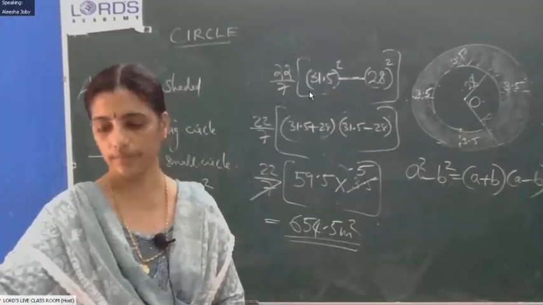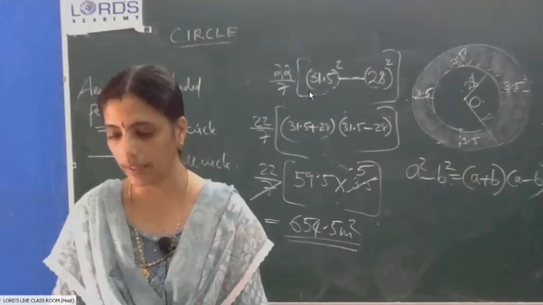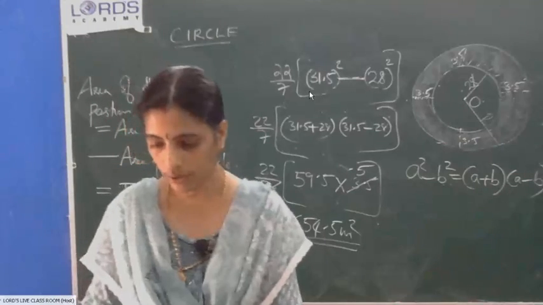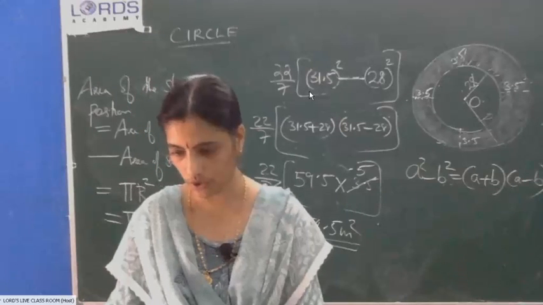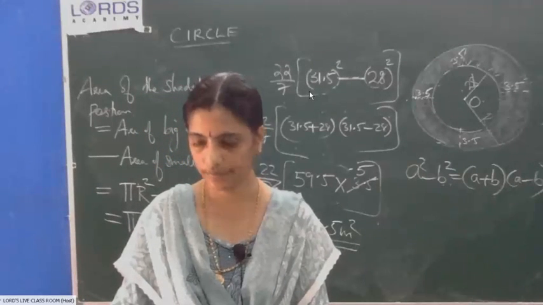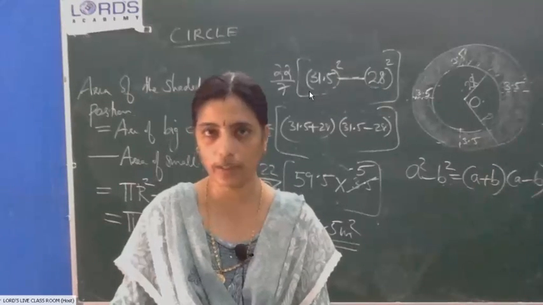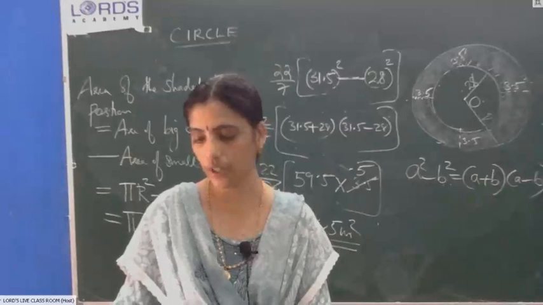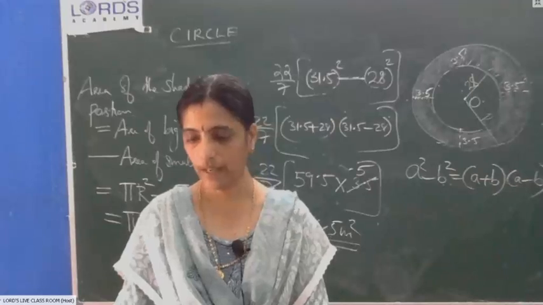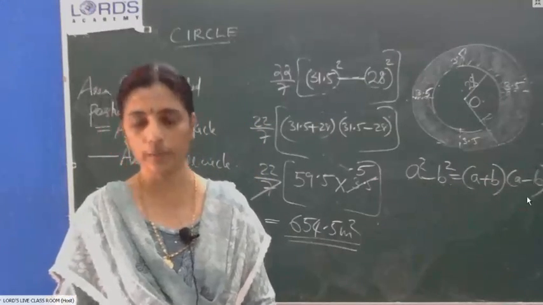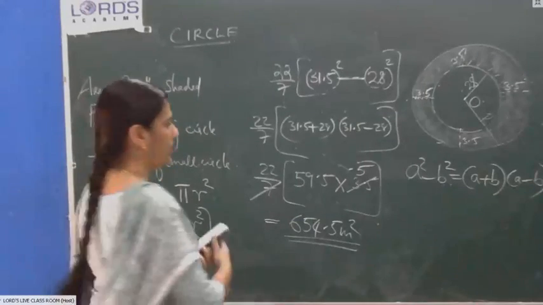Then come to the class. Next, exercise 20D, question number 6 we are doing. You can see the textbook, 20D, question number 6. Find the area of the shaded portion in each of the following diagrams. Okay, first diagram you draw, second diagram also you draw. We will do together.